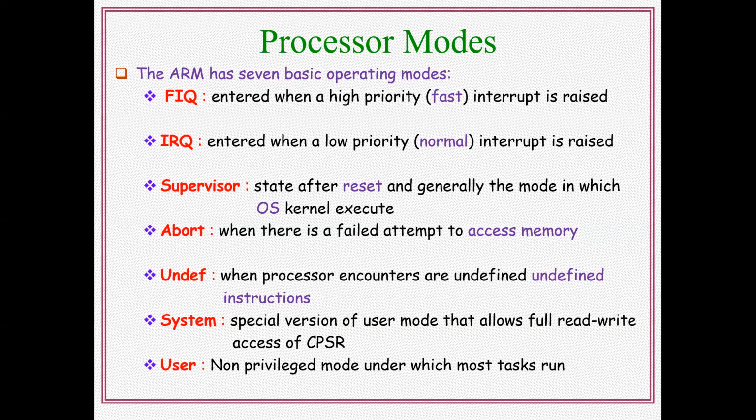And supervisor. The state after reset and generally the mode in which the operating system kernel is executed. And abort. When there is a failed attempt to access memory, a memory violation happens, then the processor automatically enters abort mode. Undefined, when the processor encounters undefined instructions. If any undefined instruction is identified by the processor, then it automatically enters undefined mode.